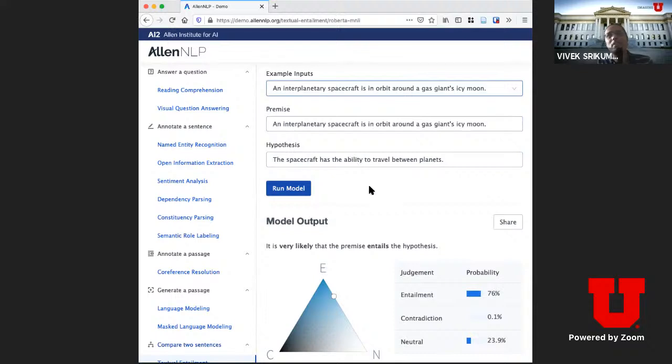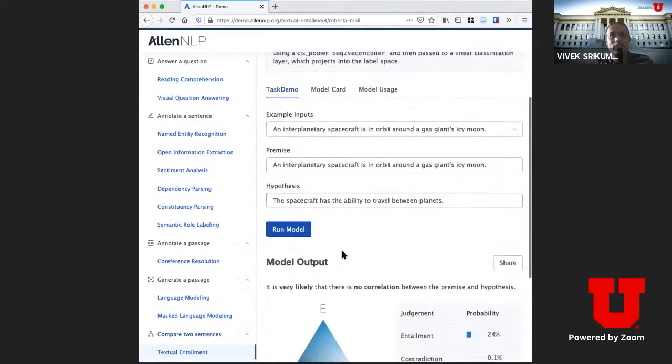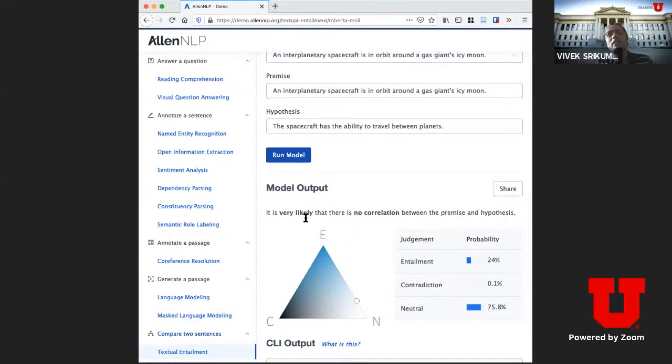That's the premise. From this, can we tell that the spacecraft can travel between planets? Well, of course we can, because that's the definition of interplanetary. Let's see if it says anything. And here's where the model fails. It's very likely that there is no correlation between the premise and the hypothesis. So this is one of those places where the system fails.